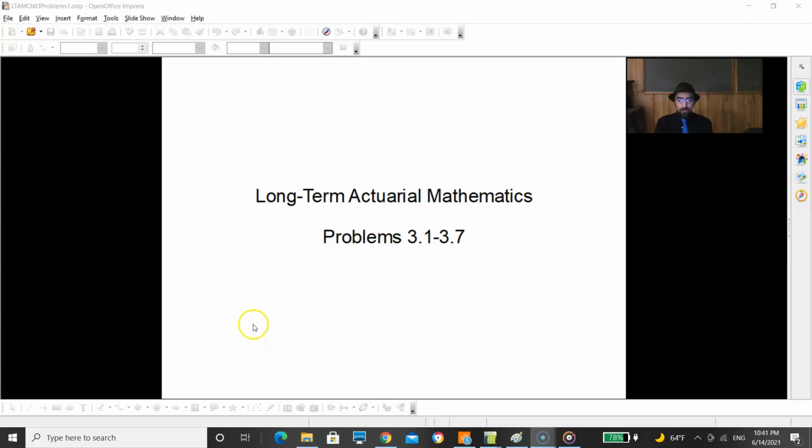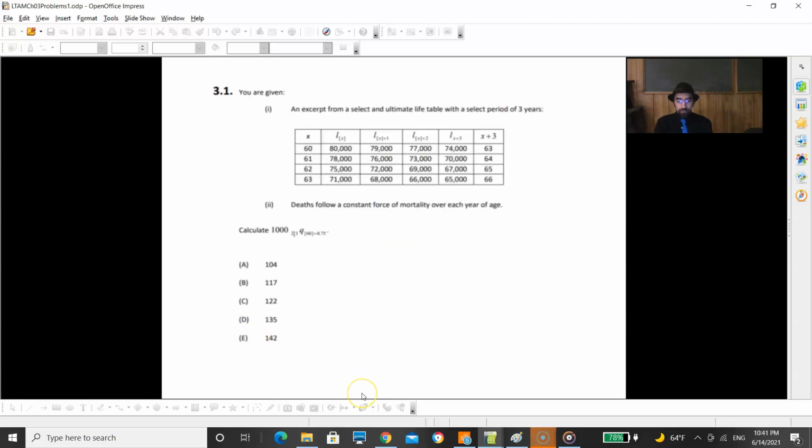So with that out of the way, let's start with problem number 1. You're given an excerpt from a select and ultimate life table with a select period of 3 years. You might recognize this table as the one I used for the last couple of examples in my Chapter 3 lecture video. I said they were using it to ask one particular problem. Here's the one particular problem they want to ask.